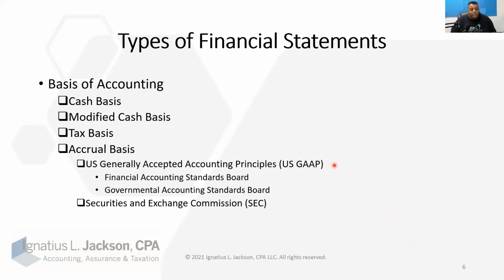So US GAAP is the most complicated version of accounting, and it's the most costly to get done when you go to a CPA or an accountant to get help. So don't plan on having a cheap engagement if you want to use US GAAP financials. Tax basis or cash basis is going to be a lot cheaper if you can justify doing that versus doing full accrual accounting. Okay.